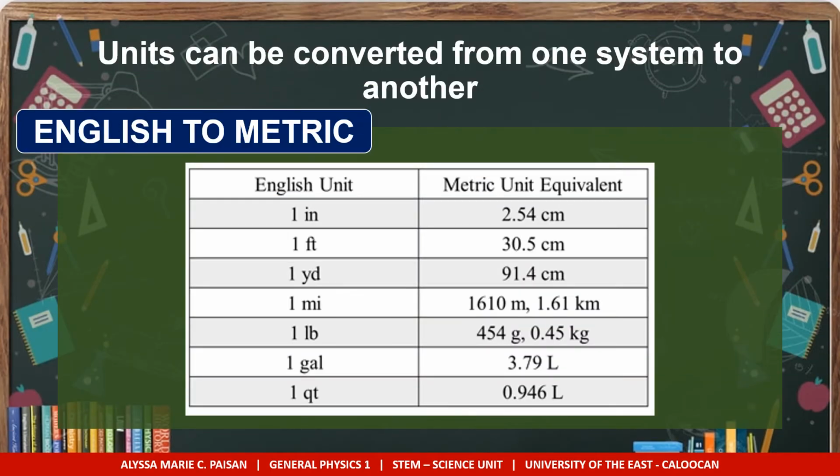We are done with converting units from metric to English. This time, we will convert from English to metric. The table shown here will be our guide in this conversion method.